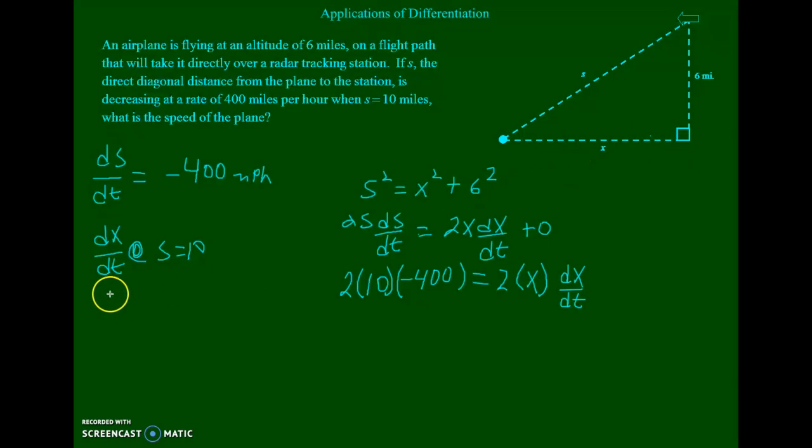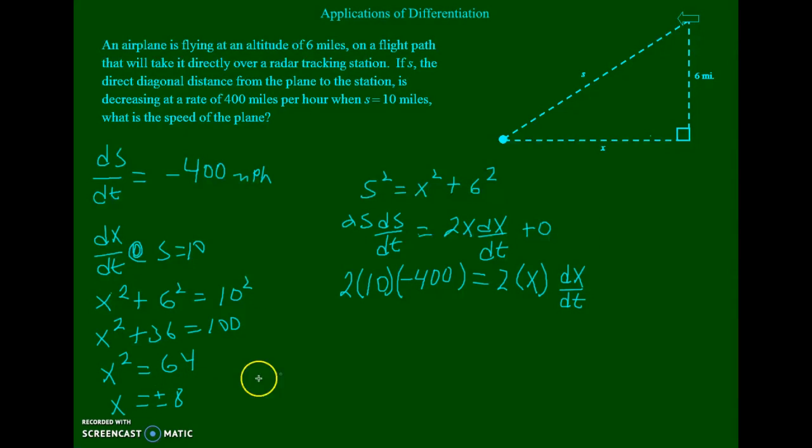So down over here, we know x squared plus 6 squared equals s squared, which is 10 squared. So x squared plus 36 equals 100. So x squared equals 64, and x equals plus or minus 8. We can ignore the negative, obviously, because x can't be a negative value. So our x value is 8.